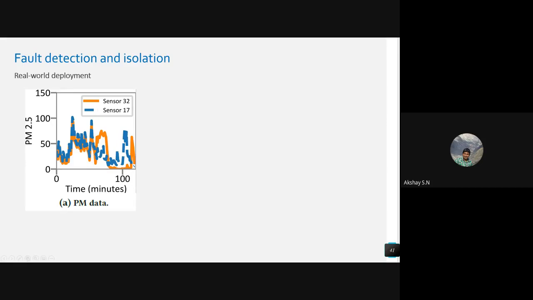Now let's see how we can detect faults using current. Here is again PM data over time for two sensors, which are pollution sensors. If you look at the data, they both look pretty similar. It's very hard to say whether there is a fault or not. However, in this time period, the orange sensor, that is sensor 32, has a fault.